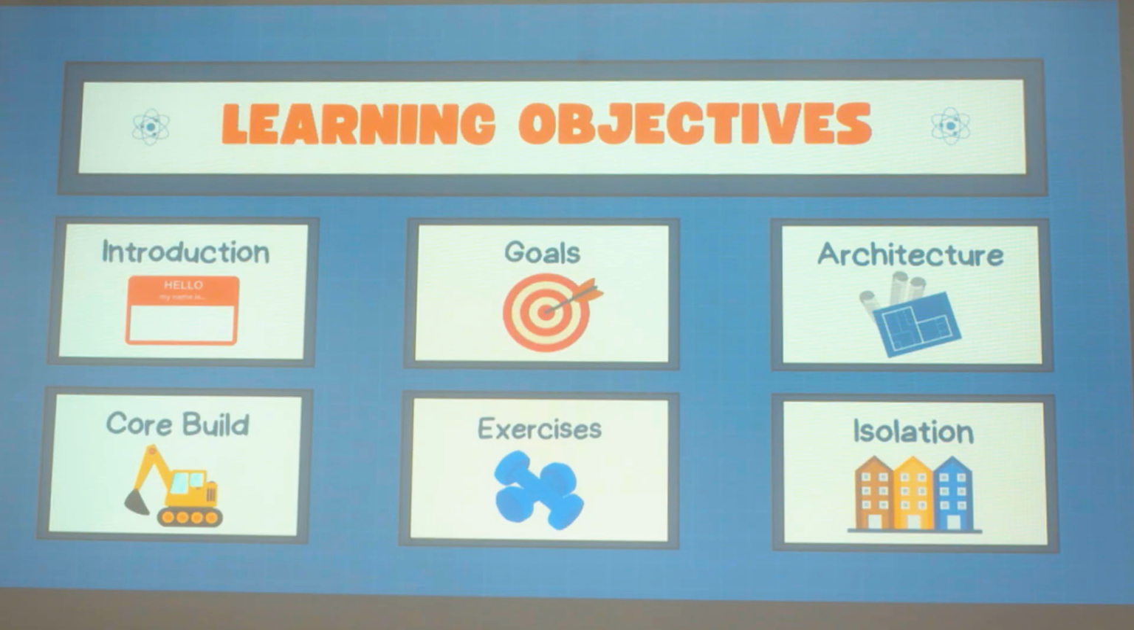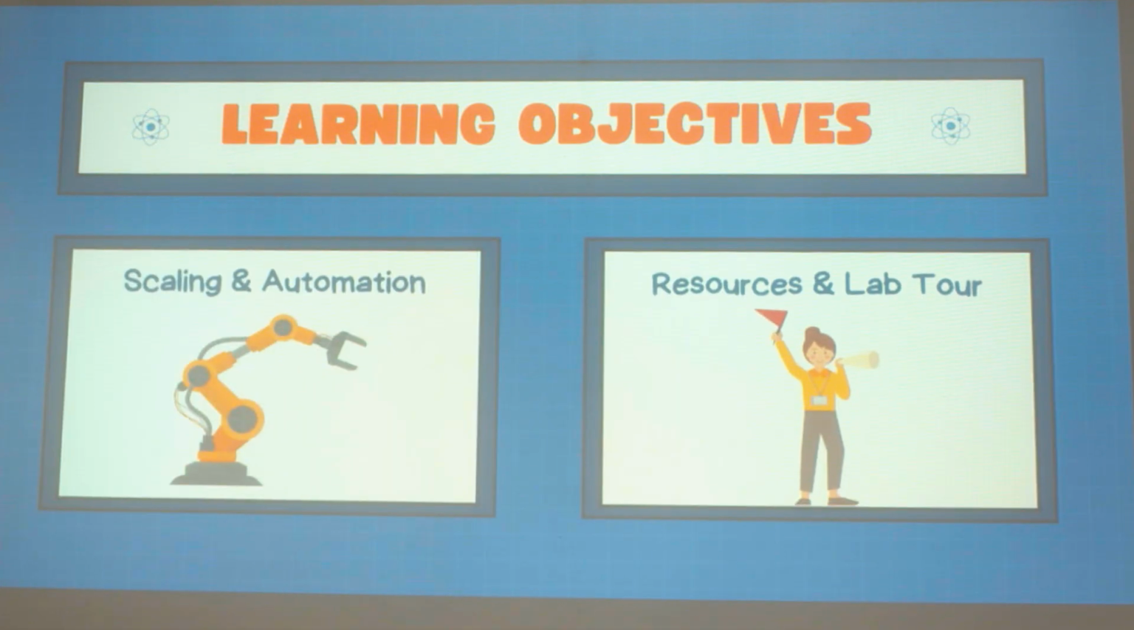We'll talk about isolation to make sure that you keep things safe. And we'll talk a little bit about scaling and automation once you get past the beginner stage. And then we'll look at some additional resources that you can look at after today. And then I save the fun stuff for last. We'll do a quick lab tour of the silly things I have running in my home lab.